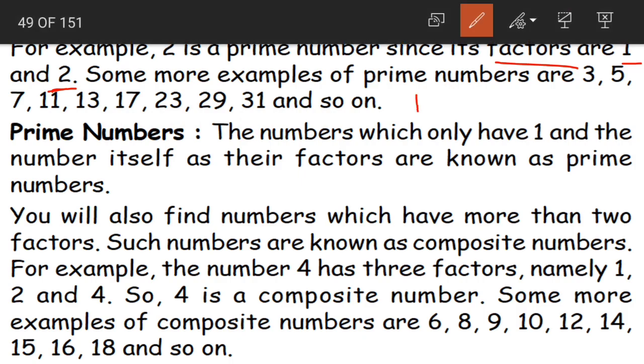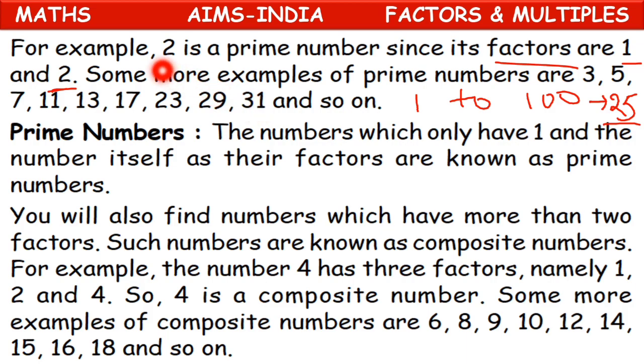From the numbers 1 to 100, we have a total of 25 prime numbers. How many prime numbers do we have from 1 to 100? From 1 to 100 we have a total of 25 prime numbers. Out of them, some are 2, 3, 5, 7, 11, 13, 17, 23, 29, 31 and so on children.